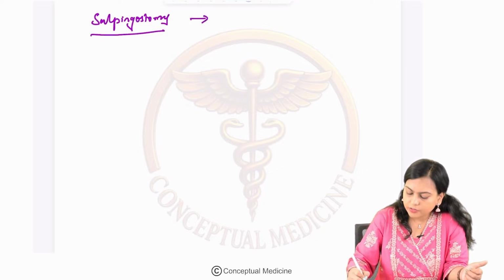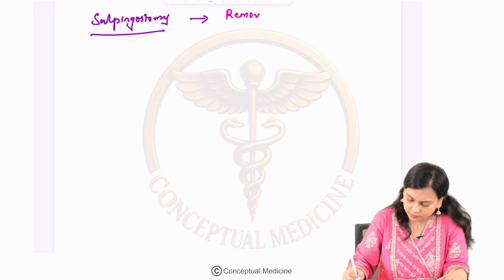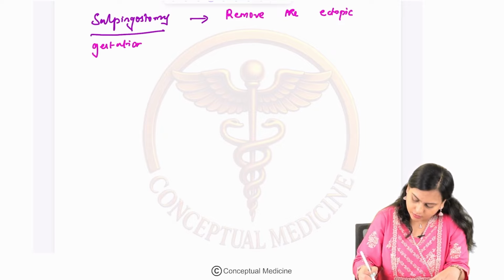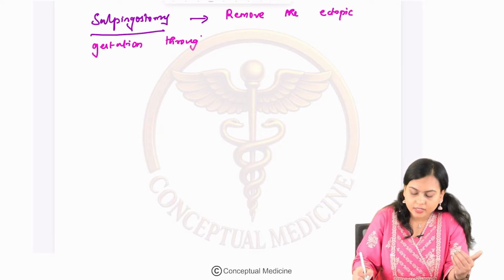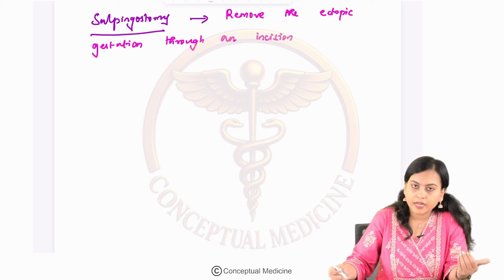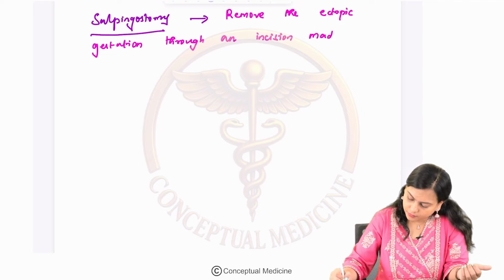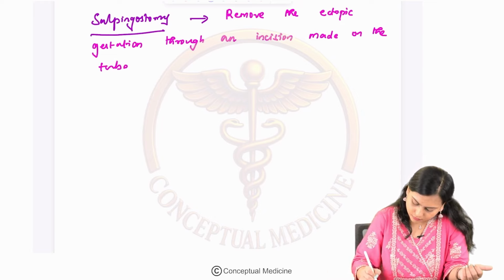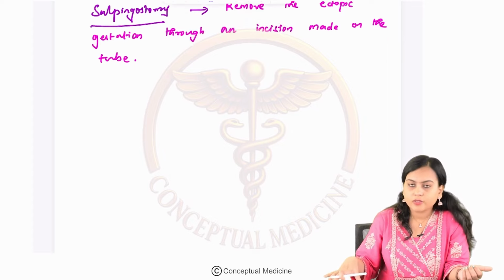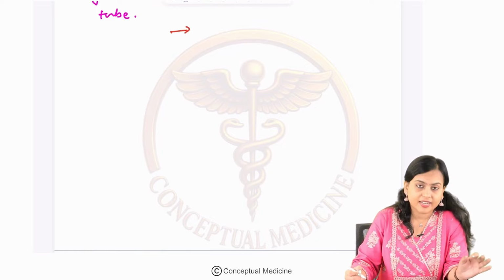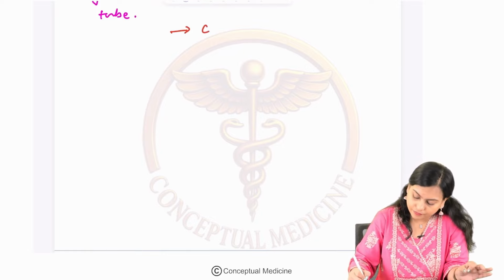So, we are going to remove the ectopic gestation through an incision made on the tube. Okay, but there are some drawbacks of salpingostomy. While doing so, some of the cases can get converted into salpingectomy.